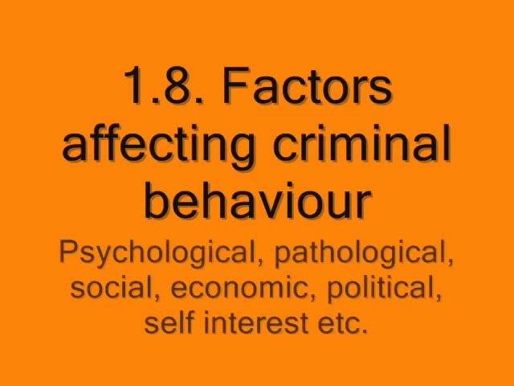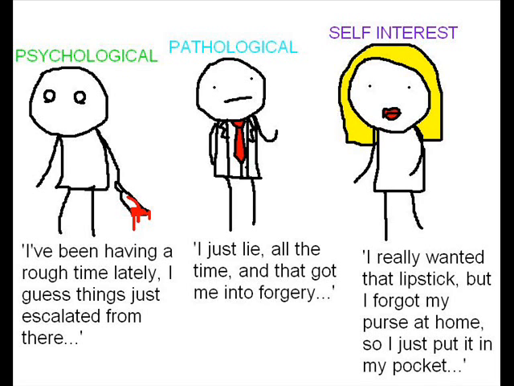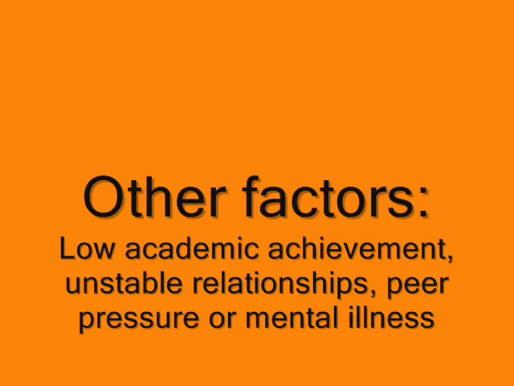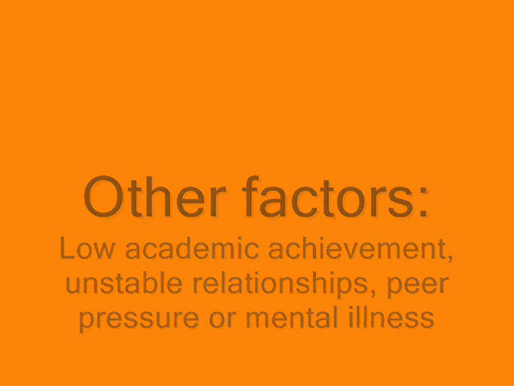There are many different factors that can affect a person enough so that they commit a crime. These factors can be psychological, pathological, or due to self-interest, or due to social, economic, or political differences. Other factors may include low academic achievement, unstable relationships, peer pressure, or mental illness.